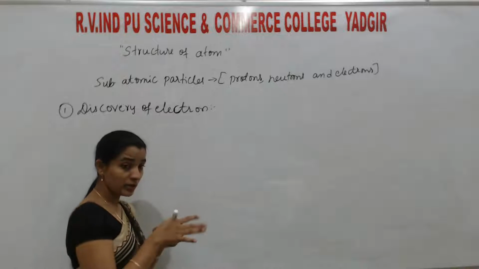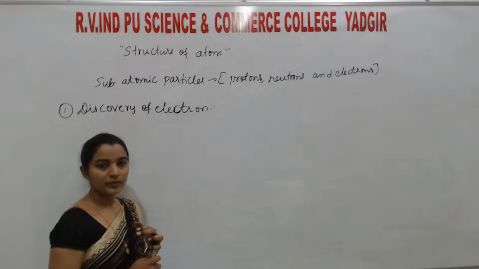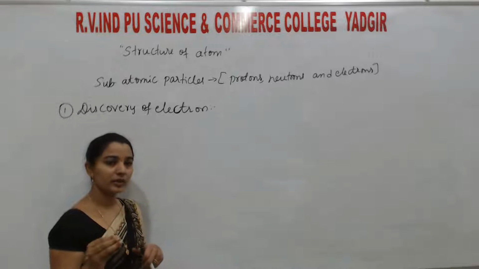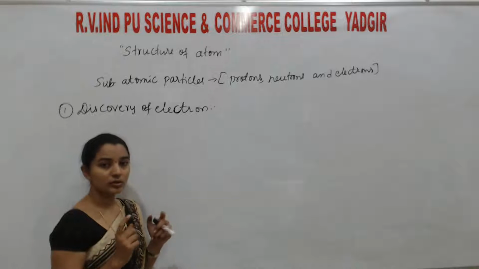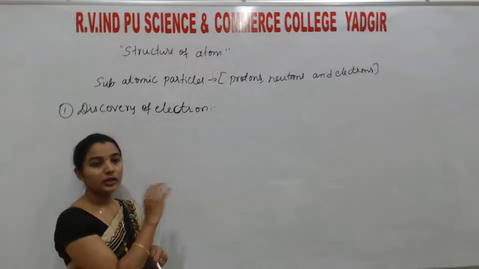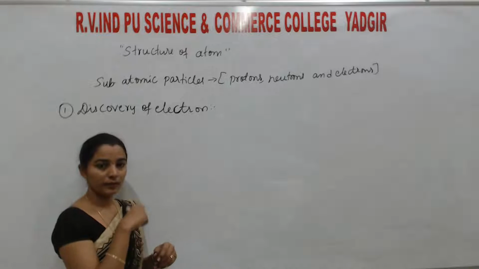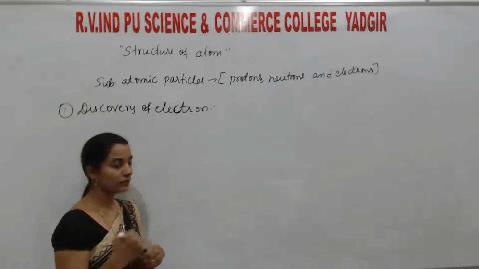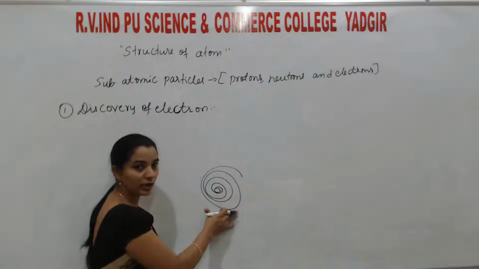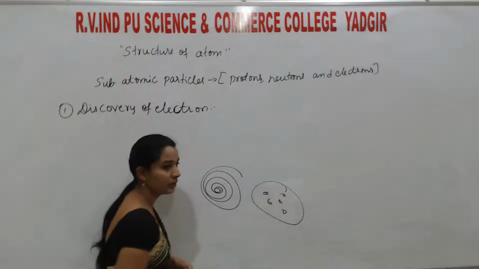So in this chapter, what we are going to study is the discovery of subatomic particles and models of atom. Many scientists understood the experiments and proposed atomic models. Some are like a watermelon, some are like a sphere, like this concentric circle. They assumed the atom may be like this, in the form of a watermelon.